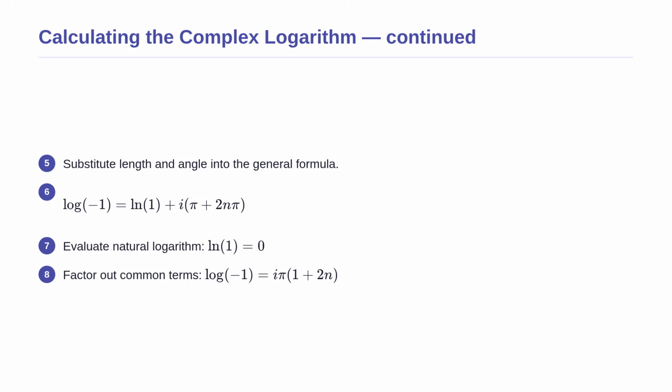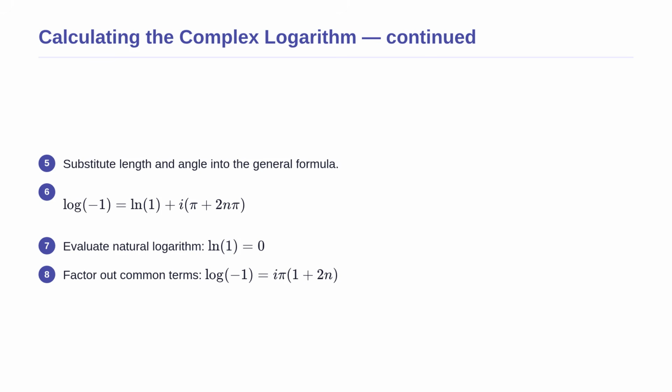Continuing with our -1 example, we substitute our geometric findings into the general multi-valued logarithm formula. The natural logarithm of 1 evaluates to 0, which makes the real part of our answer completely disappear. The imaginary part contains our base angle of pi plus the infinite multiples of full circles represented by 2n pi.